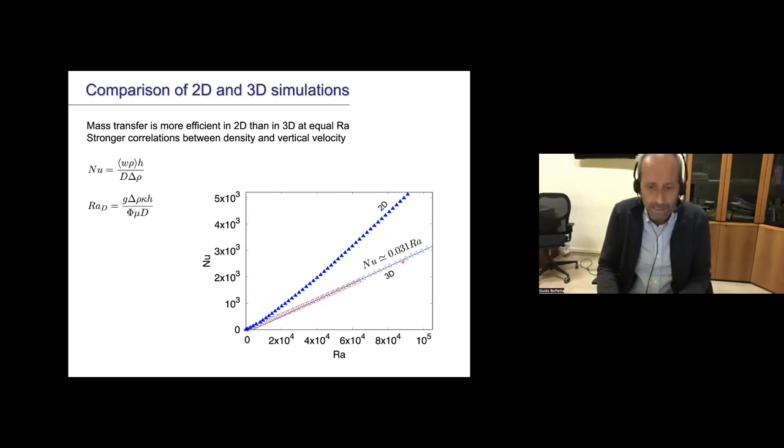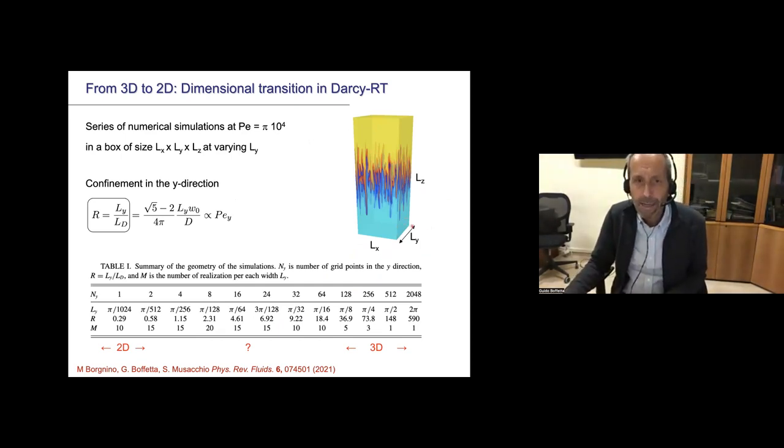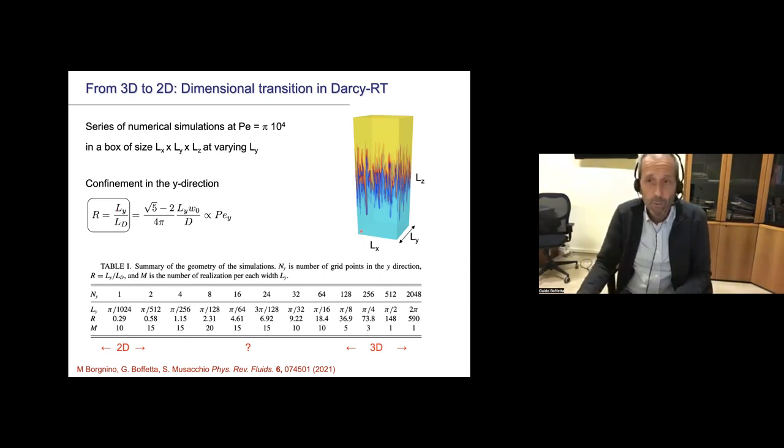So in order to understand better what is the origin of the difference, we decided to perform a systematic study in which we consider a domain with a transverse direction Ly that changes from very small, and so we recover the two-dimensional limit. When it's wide, of the same order as Lx, we recover the three-dimensional limit, and we want to understand what happens in between as we increase the extension of Ly. And so we use a dimensionless parameter that is the ratio between this confining direction and the stability scale of the finger, LD, that I defined before.